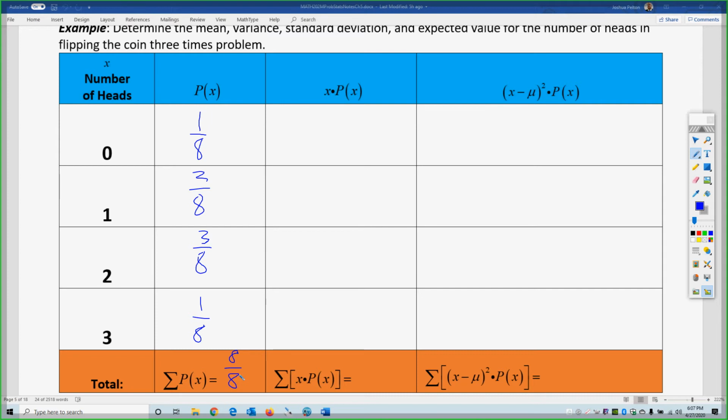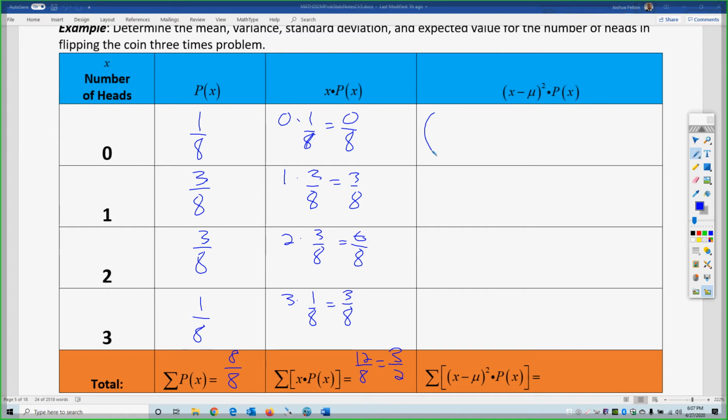So x times p of x is going to be 0 times 1/8 for 0/8. Then we have 1 times 3/8 for 3/8. Then we have 2 times 3/8 for 6/8. And lastly, 3 times 1/8 for 3/8, for a total of 12/8, which is 3/2. Okay, now we'll do x minus mu.